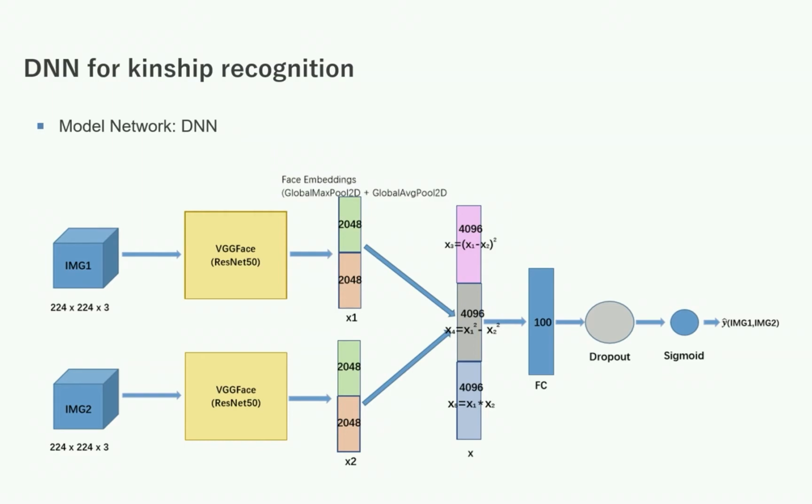minus square of x2, and x1 multiplied by x2. These are concatenated and passed to a fully connected layer with ReLU activation and dropout to prevent overfitting. Finally, we apply them to the softmax layer to get the probability of kinship.